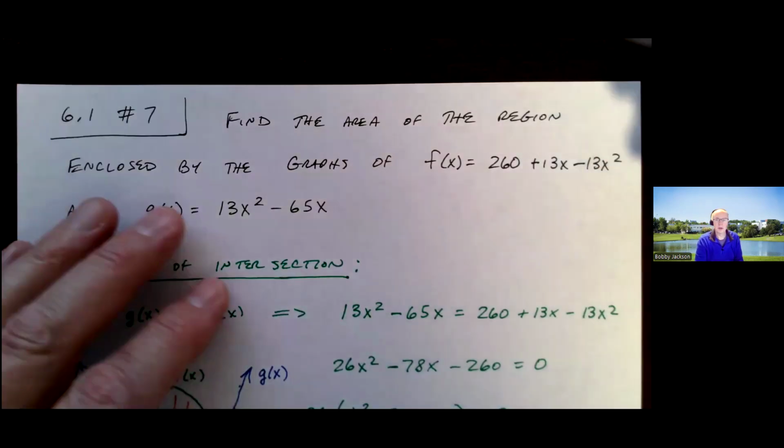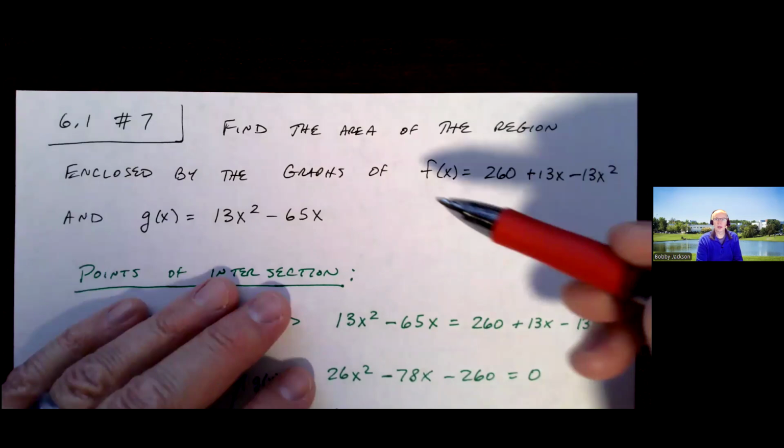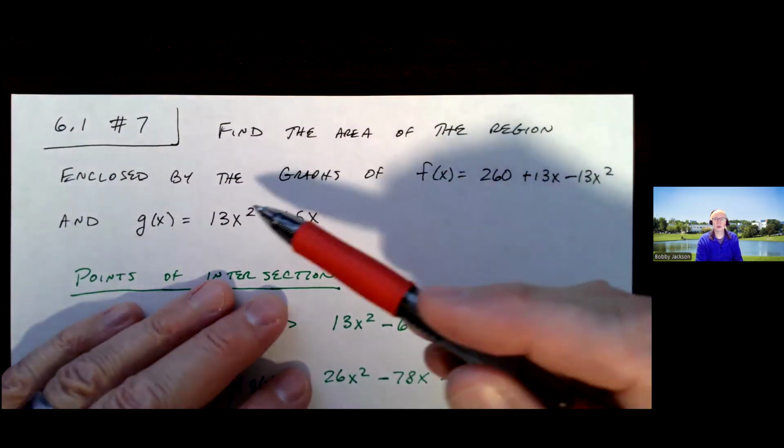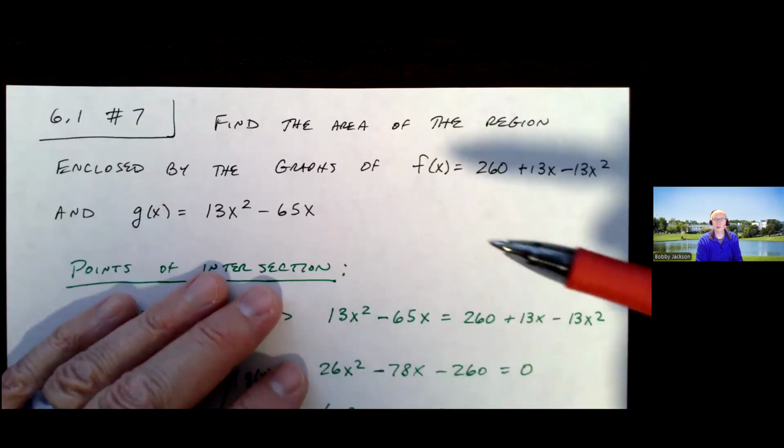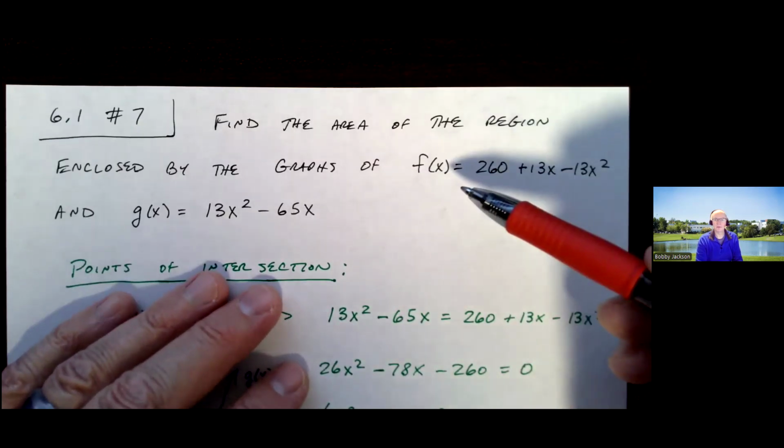Let's look at number 7 here. It's an interesting one, the way it works out. We're going to find the area of the region enclosed by the graphs of these two functions. Seems like we've been doing a lot of these problems in this section.